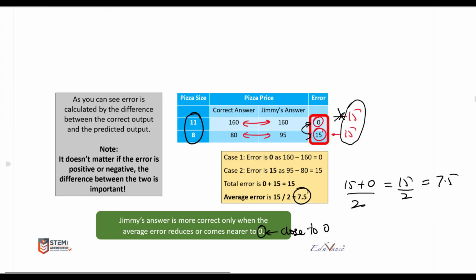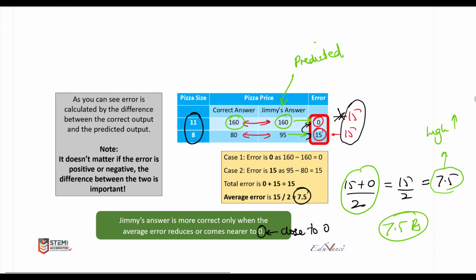We saw that the error is the difference between the correct answer and the predicted answer. Jimmy's answer was the predicted answer or the estimated answer. And the difference here in one case was 0, in the other case was 15. And we took an average of both the errors, which in this case was 15 plus 0 divided by 2, which was 7.5. Now this error is quite high, means Jimmy could go wrong by 7.5 rupees on a given pizza size, and we need to bring that error as close to 0.